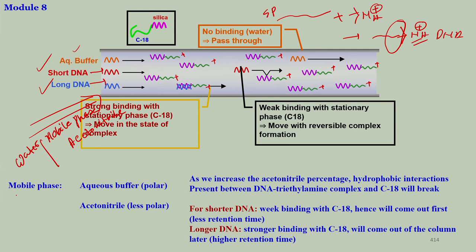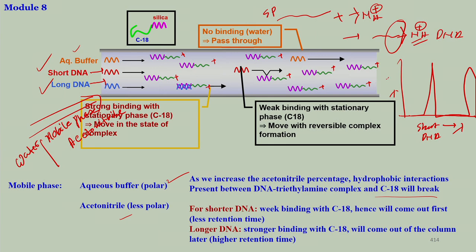So, the stationary phase I have shown you, and the mobile phase is usually the aqueous buffer and then the acetonitrile. As we increase the acetonitrile percentage, the hydrophobic interactions present between the DNA-triethylamine complex and the C18 will break. Shorter DNA has weak binding with C18, hence it will come out first. It is called the retention time. If you make a plot, you will see: here is your short DNA. This is the time, t in minutes, and this is the intensity. It will come out fast, in less time, and long DNA would elute later, with a higher retention time.